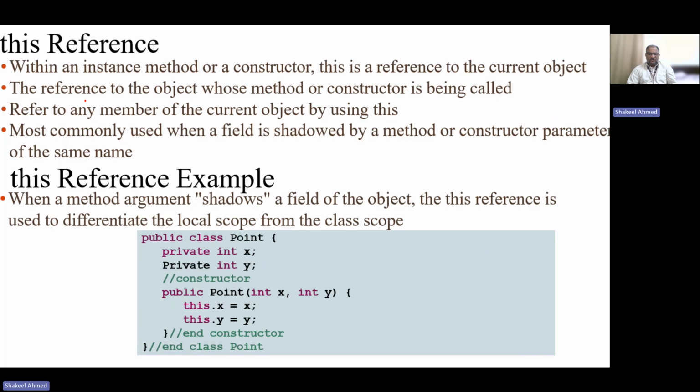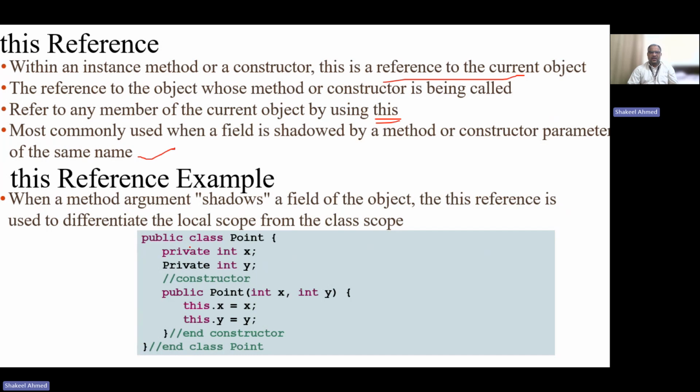So this reference, you can use it with an instance method or a constructor. This is the reference of the current object. So we are referencing the current object. Refer to any member of the current object by using this word, most commonly used when a field is shadowed by a method or constructor parameter of the same name. For example, when a method argument shadows a field of the object, this reference is used to differentiate the local scope from the class scope.